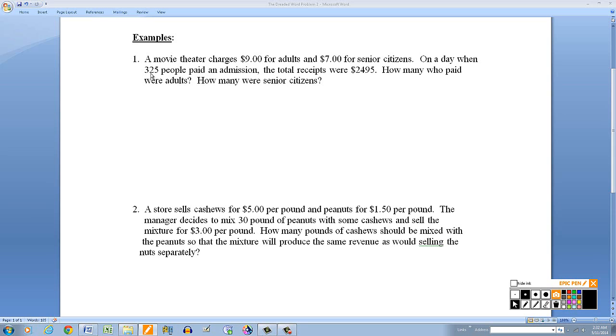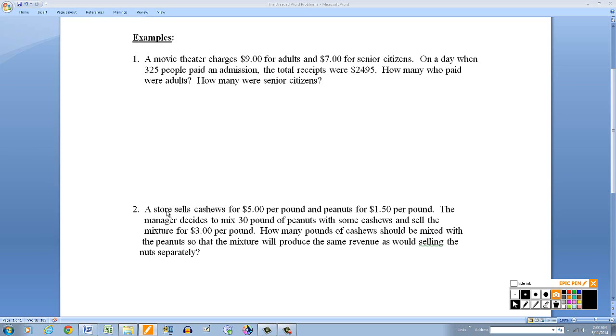325 minus x would represent the number of senior citizens. So then you would just have 9 times x plus 7 times parentheses 325 minus x, and set that equal to the total receipts, which is 2495. Solve for x, and you would get x equal to 110, and of course subtract it from 325 and you get the answer also. So you could do it either with two variables or one variable.